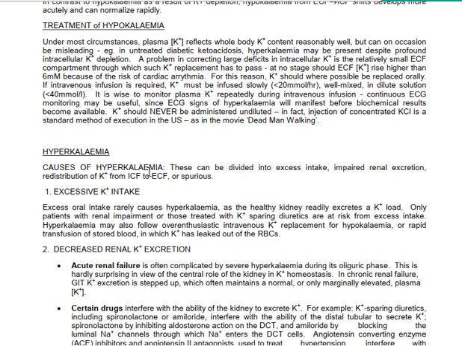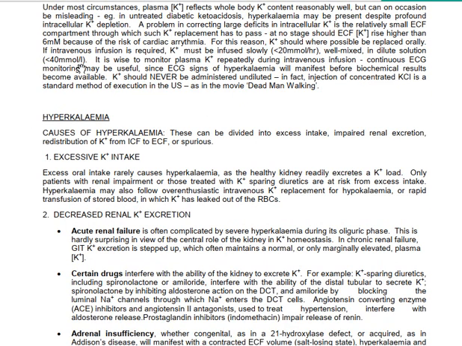Now, the next is hyperkalemia. So what are the causes of hyperkalemia? This can be divided into excess intake, impaired renal excretion, and redistribution from the intracellular to the extracellular fluid. In the case of excess intake, excess intake from the diet can result in that.